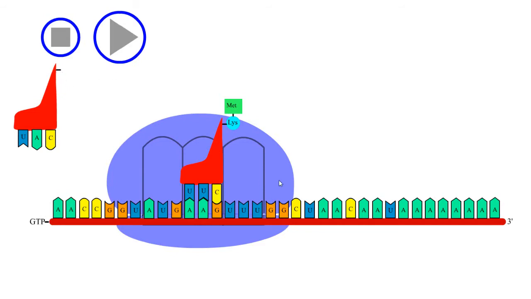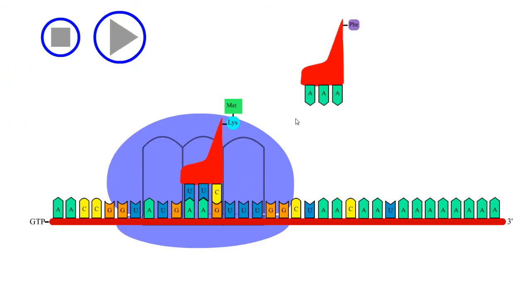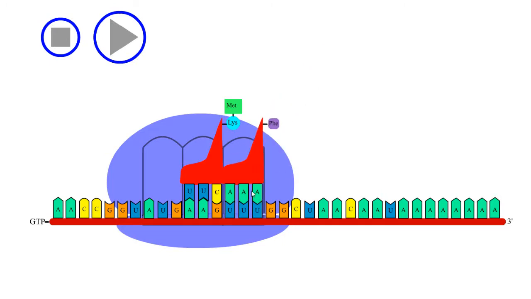Okay, here we have UUU. That's the codon on mRNA. So what's the anticodon going to look like? U pairs with A. So the next tRNA coming in should be AAA. It is. And whatever is attached to AAA in terms of amino acids comes along with it. So AAA will always bring in Phe or phenylalanine.